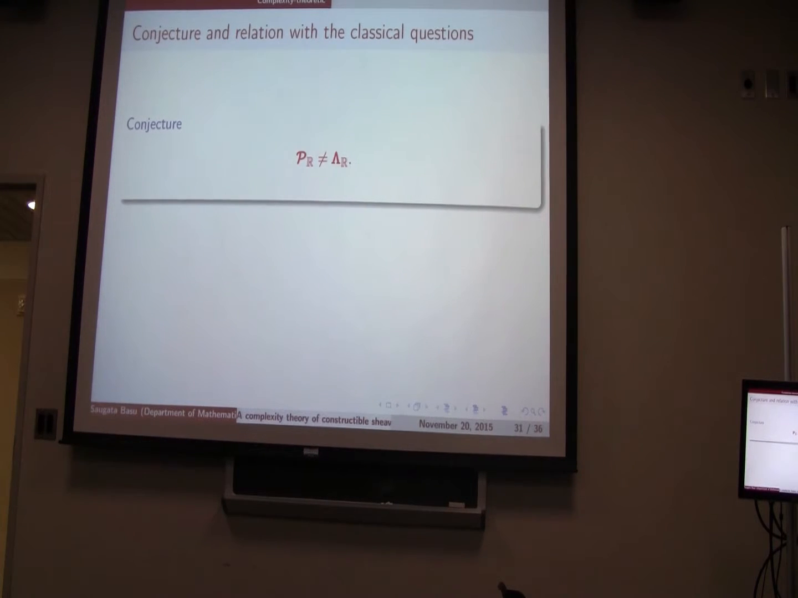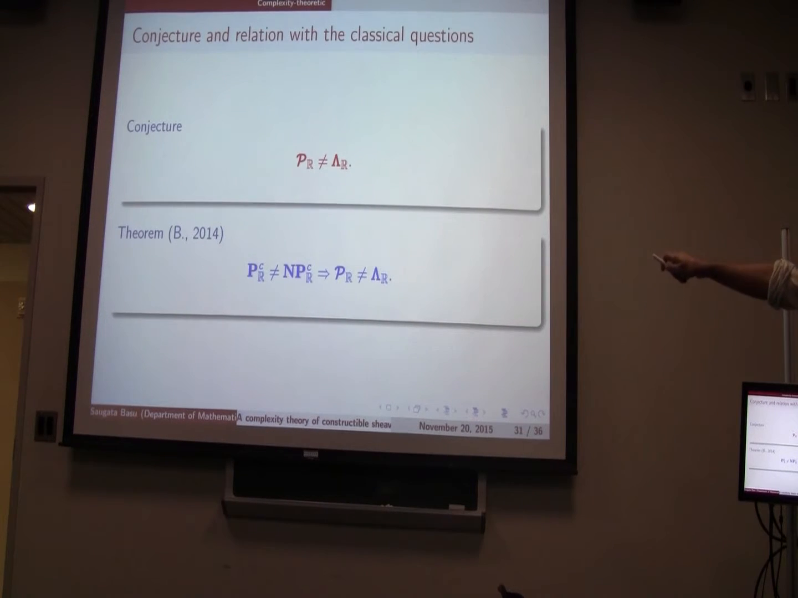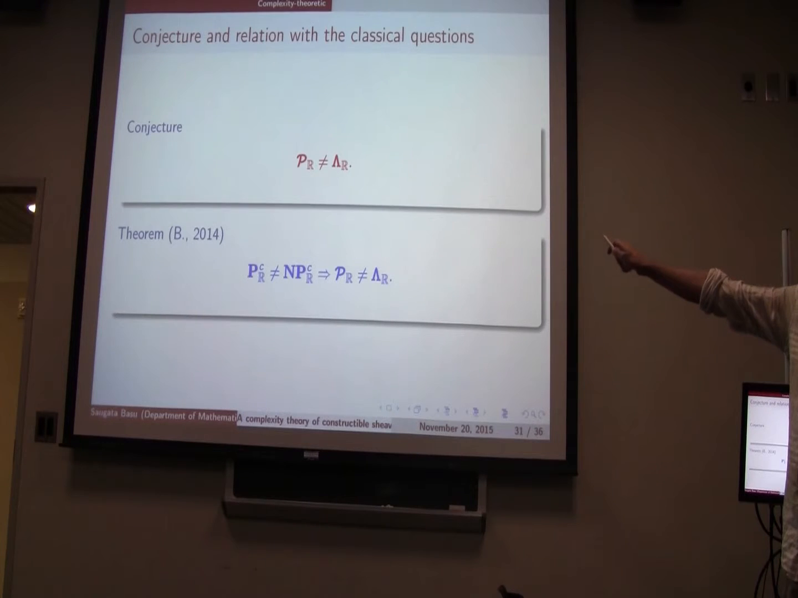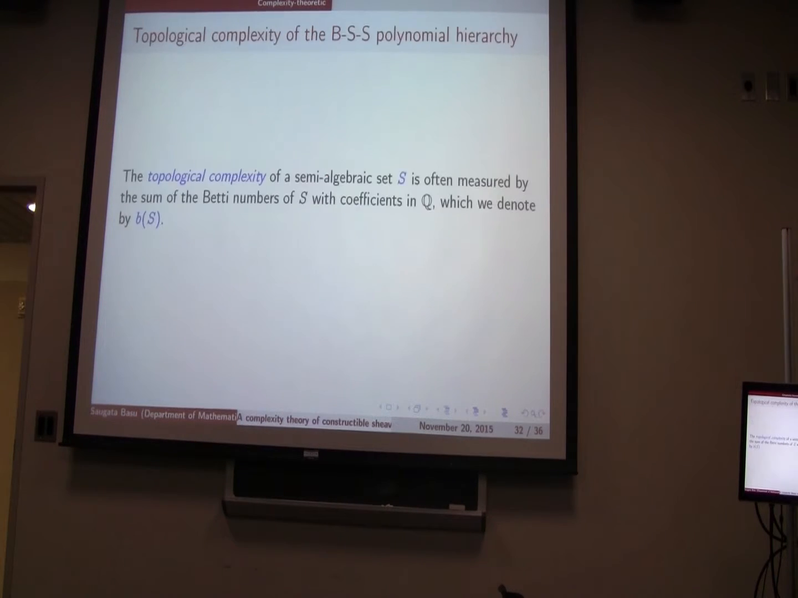There is a small theorem here that in the Blum-Shub-Smale sense, if you can prove that P is not equal to NP, then this would imply that this is not equal to that. But this question should be easier to resolve if you believe that P is not equal to that. Okay, so might be.